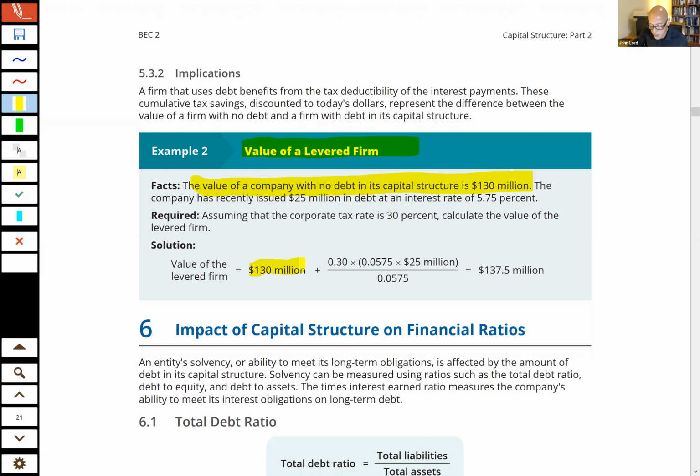The company has recently issued 25 million in debt with an interest rate of 5.75. But again, we have to take that interest and multiply it times the tax rate. Here it's the tax rate, not 1 minus the tax rate, that we use to calculate the numerator. And then the denominator is the interest rate. And that gives us the value of the levered firm.